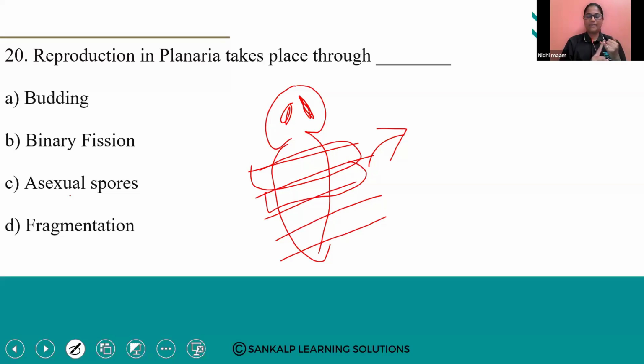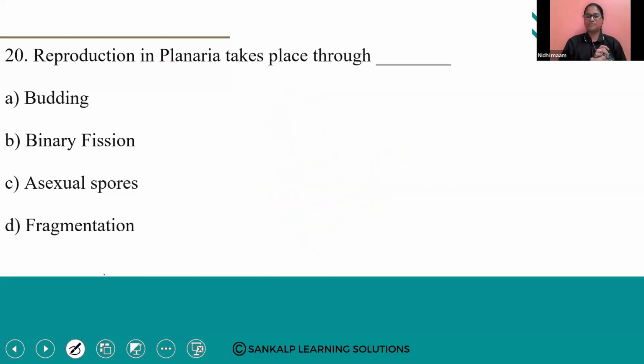Budding will not come. Budding example is yeast, we can say, right? Then hydra. Binary fission, amoeba. Multiple fission, amoeba and Plasmodium vivax. Asexual spores, Rhizopus, which is a fungus, right? Penicillium. So these all reproduce by asexual spores. So option D, fragmentation, is the right answer.